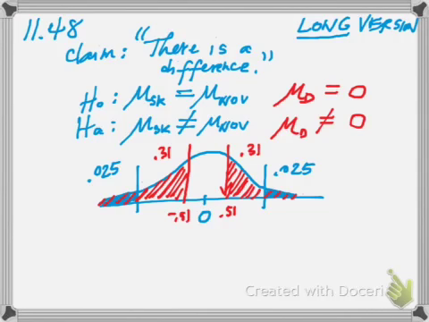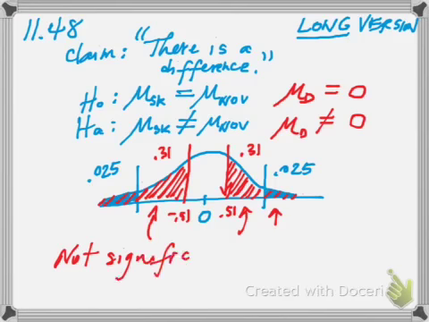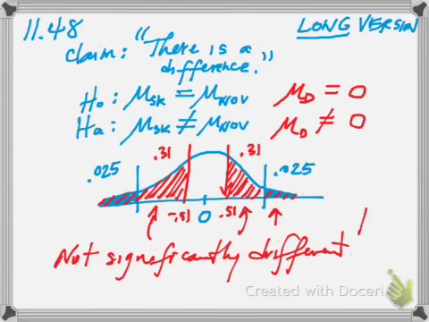Not significant. Now, where did that come from numerically? Not significantly different, based on this idea that P is much greater than alpha. I mean, it doesn't even come close to 10%, 5%, or 1%.